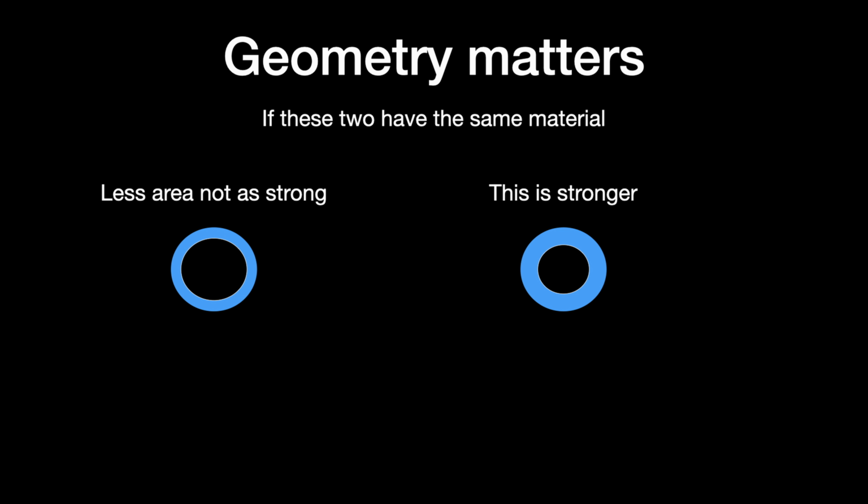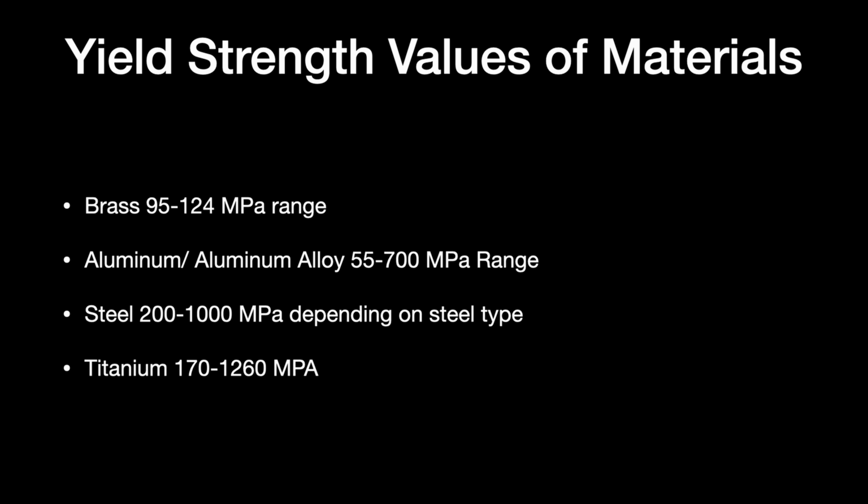Coming back to this yield strength, notice that I gave very large ranges for these materials. And that's because the specific type of aluminum alloy, for example, or the specific type of steel, or the grade of titanium, all matter when we're determining what the yield strength is of that material. So to blanketly say that titanium is better than steel is not necessarily true.